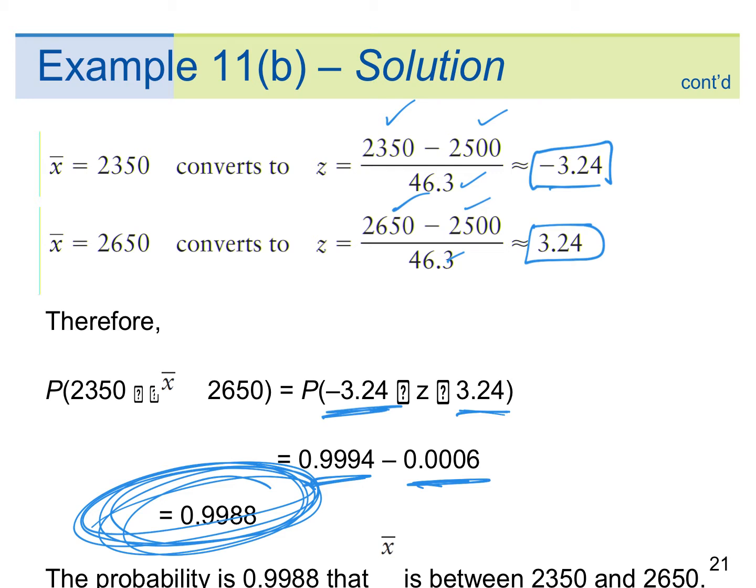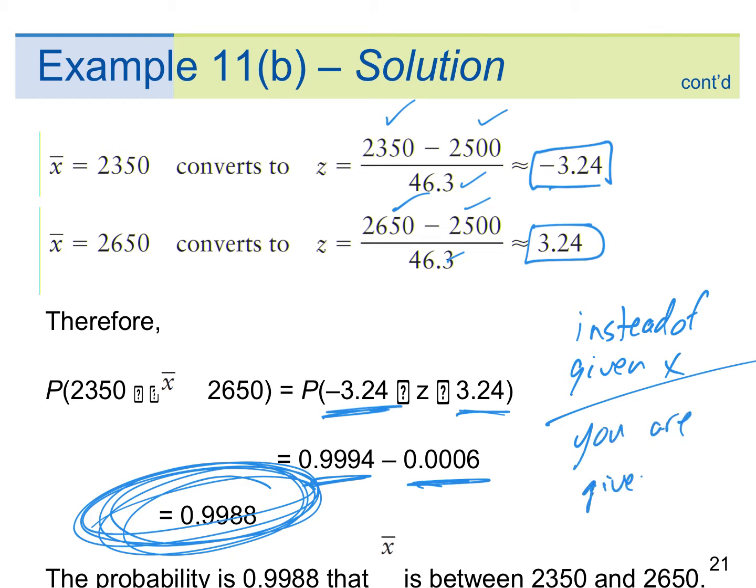Guys, it's the exact same thing as 7.3. The only difference is that instead of being given just X, you are given X bar. They're going to use the word average in the question. But the math behind it is exactly the same, as long as you don't forget to find a standard error.